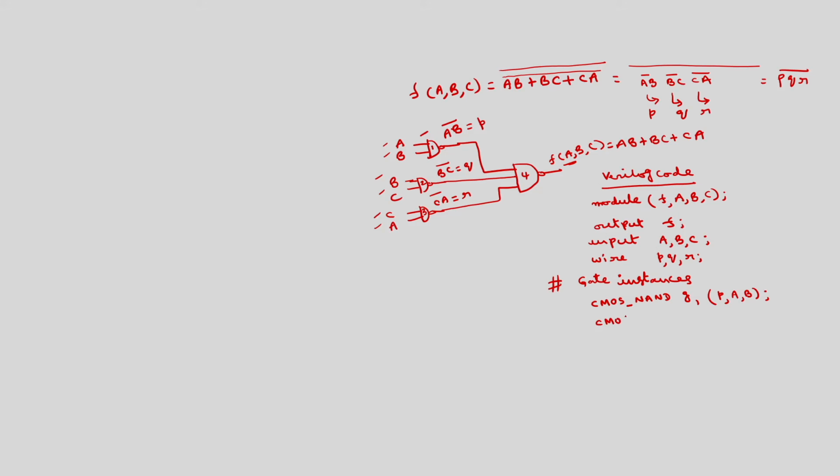Similarly, CMOS underscore NAND G2, output is Q, inputs are B and C. Similarly, CMOS underscore NAND G3, output is R, inputs are C and A. Then finally another CMOS NAND G4, the output is the final output f of ABC, and the inputs are P, Q and R.